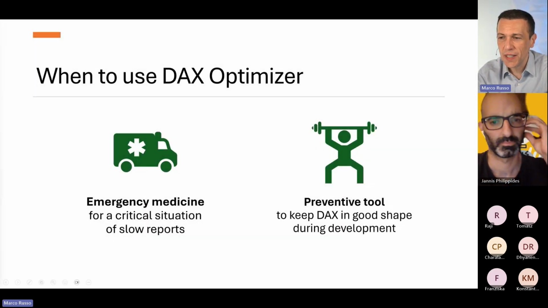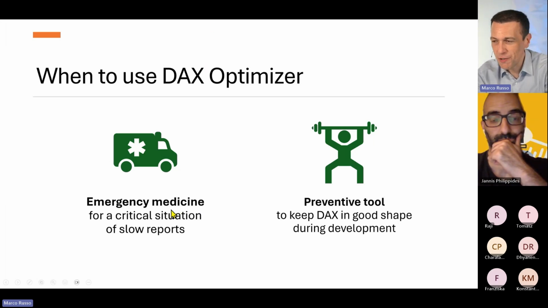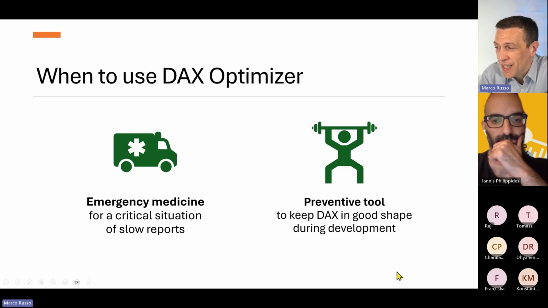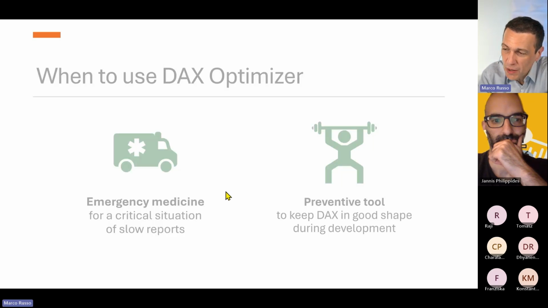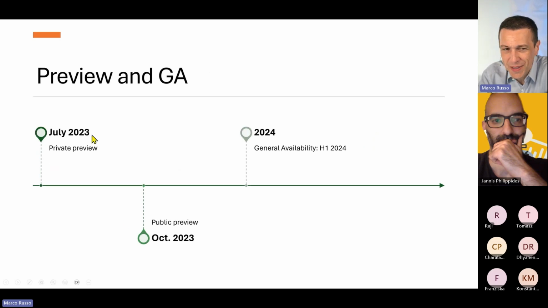The idea is that you can think of DAX Optimizer as a medicine for emergency, because you have a slow report and you want to optimize it, but more importantly, I think, it is a preventive tool that helps you to keep the DAX code in good shape. The slide that I have here is a little bit old, because I prepared it before the general availability. Now it is generally available. We released the product a few weeks ago, at the end of March.